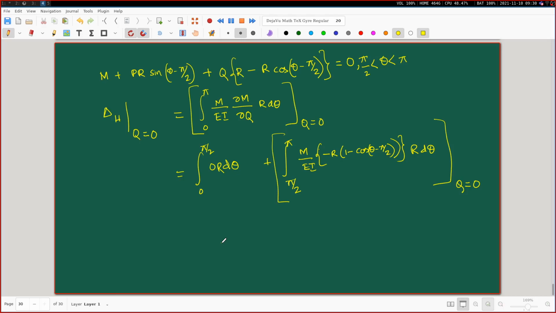I forgot why this minus R came. Okay. So I skipped one step here. This M is equal to minus P R sine theta minus pi by 2, minus Q R into 1 minus cos theta. Because M is basically minus of this and minus of that, when I do a del M del Q, I get this minus R, this entire thing. That is why this minus is coming.